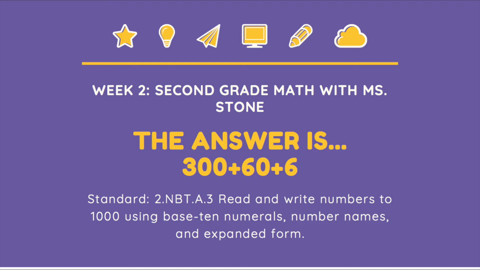And the answer is 300 plus 60 plus 6. The reason I chose the number 366 for us to work on to put in expanded form was because I wanted to make sure that everyone really understood what each digit actually has in terms of value. So we start with a 3 and we make that into 300 because 3 is in the hundreds place. Then we add our plus sign and we go to the 6. The 6 represents 60, so we put 300 plus 60.